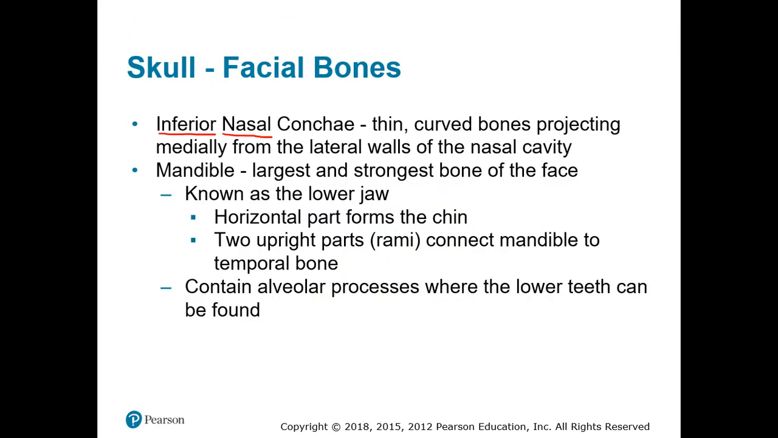And the next one is your mandible. Mandible is your largest and strongest bone in your face, and we call it the lower jaw. It forms the horizontal part of your chin. And then there are two upright parts called rami, and it connects your mandible to your temporal bone on the sides of your skull. Your mandible, just like your maxillae, do contain alveolar processes, and these alveolar processes are going to contain your lower teeth.